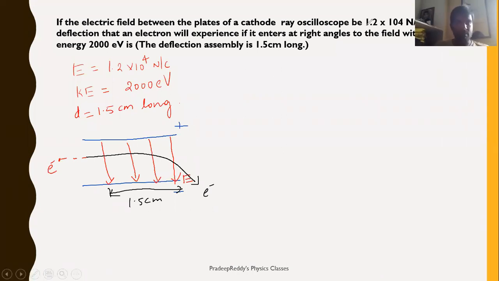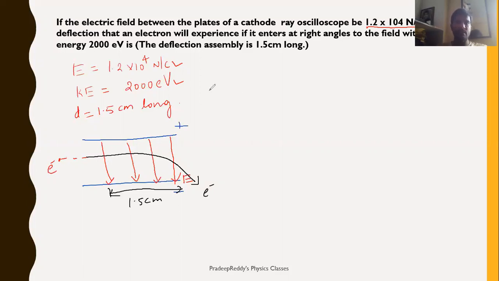Students, coming to the next problem. If an electric field between the plates of a cathode ray oscilloscope is 1.2 into 10 power 4 Newton per Coulomb, the electric field is given to you. The deflection that an electron will experience if it enters at right angles to the field with kinetic energy 2000 electron volt is dash. You are now supposed to calculate the deflection that an electron will experience. So how much is the deflection this electron is experiencing? You are supposed to calculate.